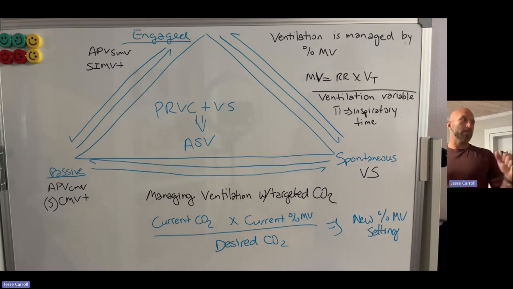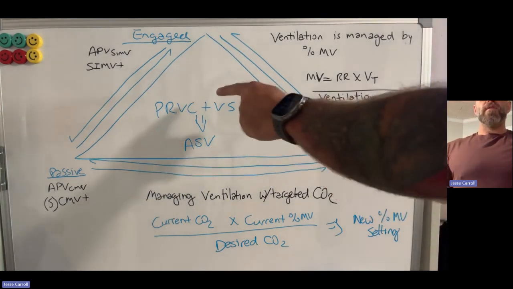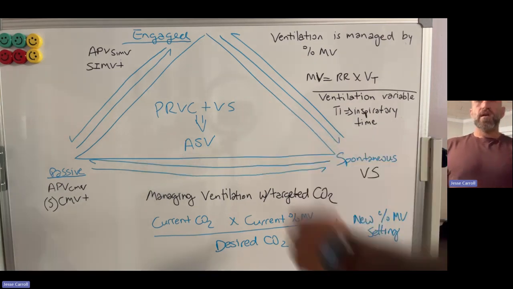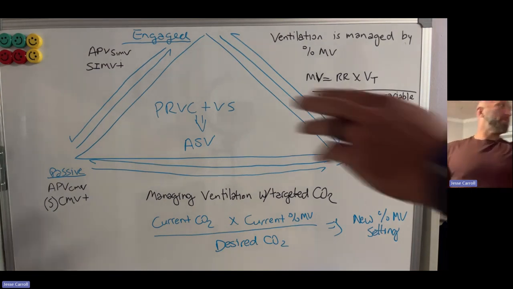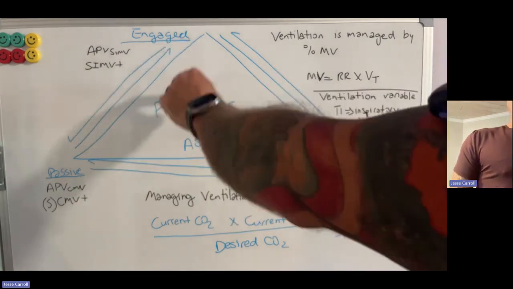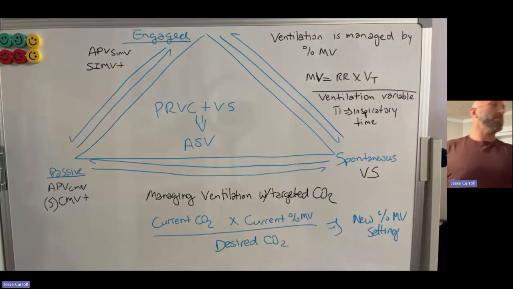So if you take a look at the middle of the triangle here, you'll see what I've indicated above is PRVC plus VS. The nomenclature identified there would be pressure regulated volume control plus volume support. Therefore, when you're on the spectrum of this triangle between the passive and the engaged patient, you're going to be interacting with the patient in a PRVC style of ventilation.